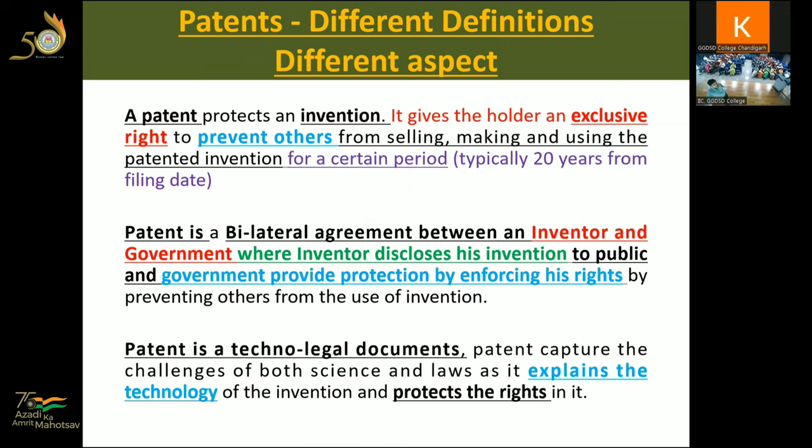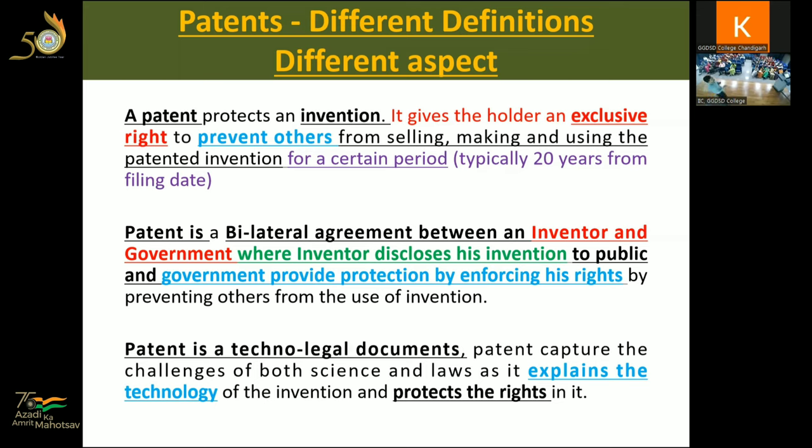Now, different definitions are there, so I will discuss these two aspects. A patent is a bilateral agreement between the inventor and the government, where the inventor discloses the invention to the regulator, and that regulator provides a protecting right by enforcing the rules and regulations, right? So when we want to register our invention, we will go to the government. Like in India, there is a patent office. We will submit the application to the patent office. That patent office, on the basis of that information, will try to protect you as per the rules and regulations. Now, these rules and regulations are decided by the government, right?